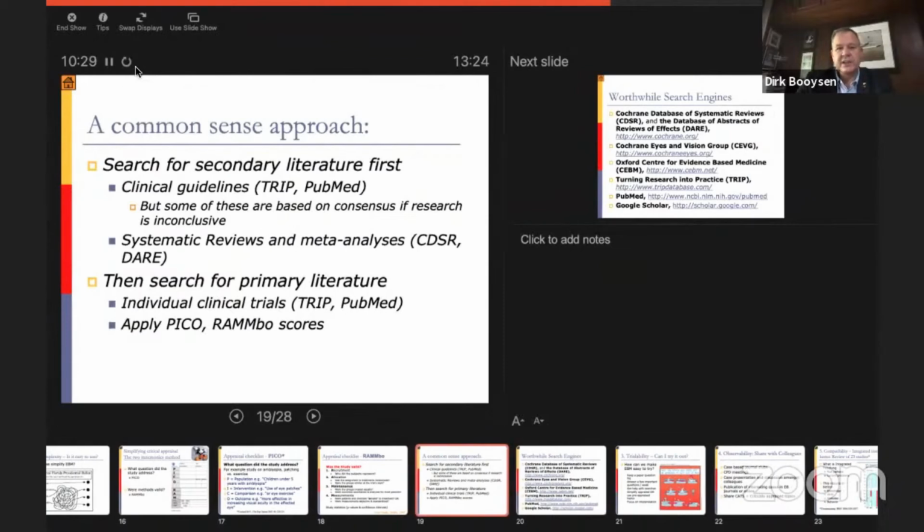Always search for secondary literature first. That's clinical guidelines. The TRIP and the PubMed databases are good. But some of these are based on consensus if research is inconclusive. Systematic reviews or meta-analyses are preferred. And then after you can't find anything on that, search for the primary literature in individual clinical trials and apply your PICO and RAMBO methods.